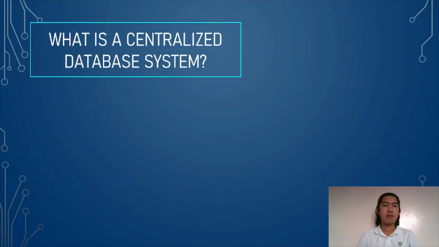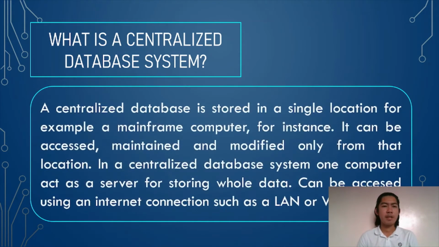First is, what is a centralized database system? A centralized database system is stored in a single location, for example, a mainframe computer. It can be accessed, maintained, and modified only from that location.